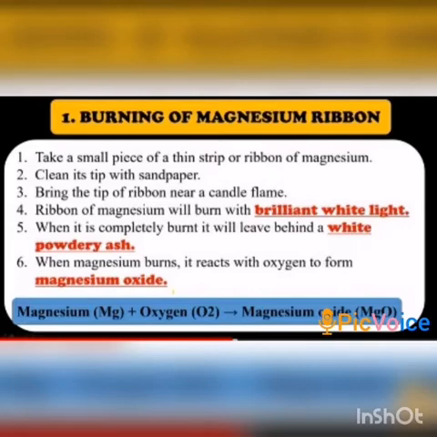These chemical equations are different from those used in your mathematics.